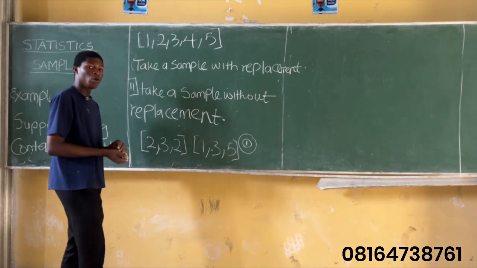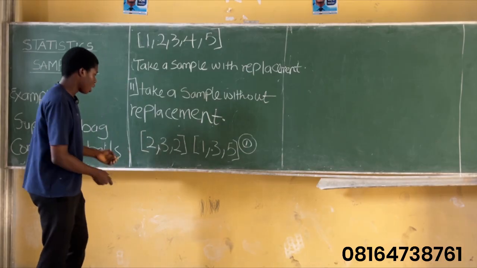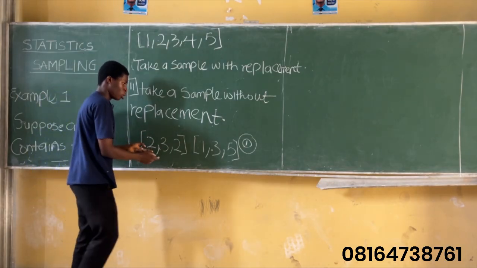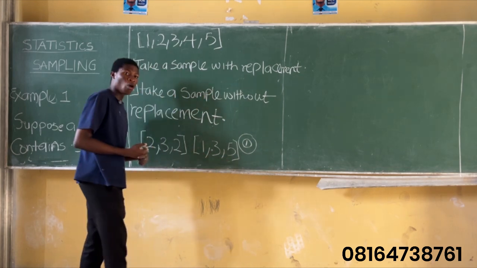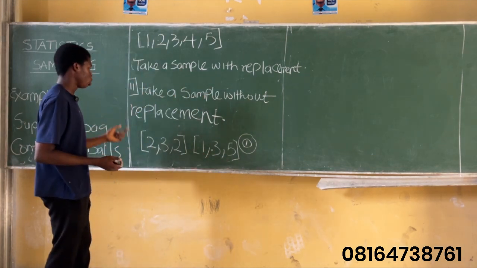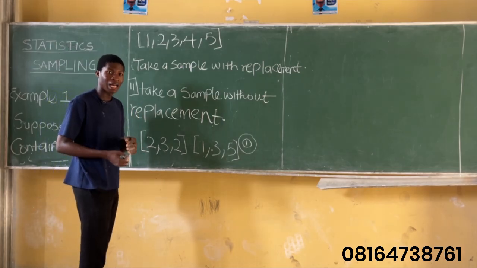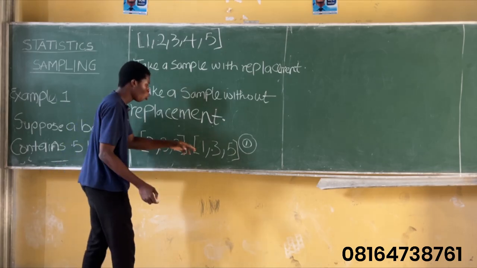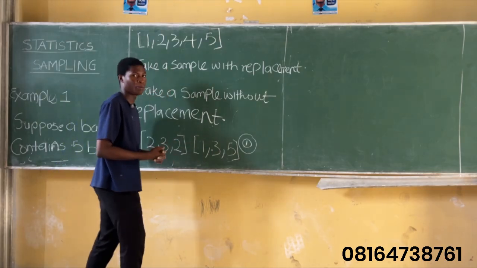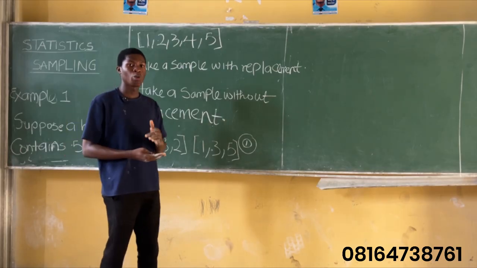So now, if you look at the two samples, you can notice that 2 occurred twice, and there's no recurring number in this sample. The whole idea with replacement and without replacement is that with replacement, a number can occur twice. 2 occurs twice here, and no number reoccurs without replacement. So that is basically the idea of with replacement and without replacement.